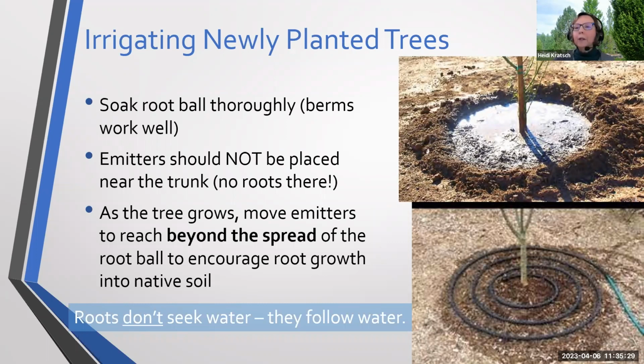And here's a really important concept for you guys to remember. Roots do not seek water. They don't go around looking for water. They don't grow into dry soil trying to sniff out water. They follow the water. And so you need to train those roots where you want them to be by putting water in those places.